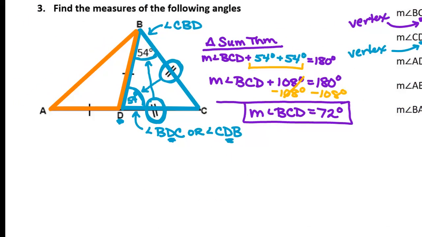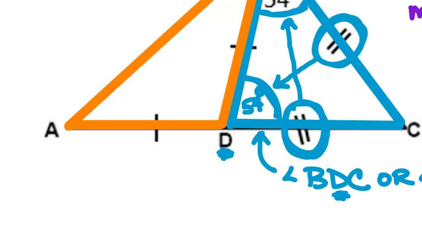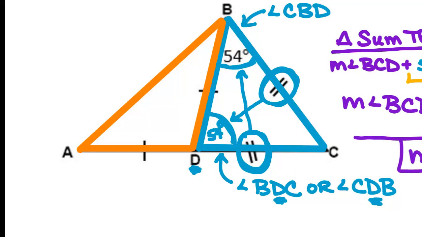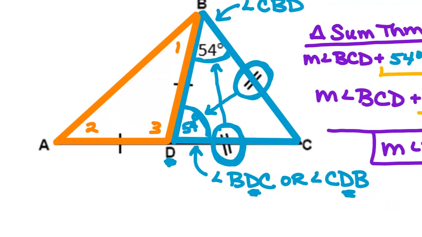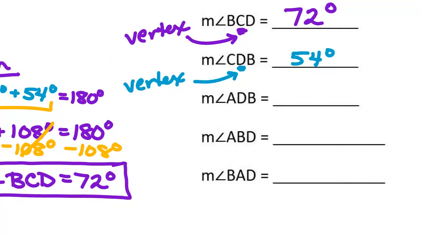We have three more angles to find. Where's angle ADB? In the orange triangle. Which angle would it be? I'm going to number these just so we can reference them. Angle 1, angle 2, angle 3. ADB is which one of those? Angle 3. So this right here is angle ADB, because this is my vertex.